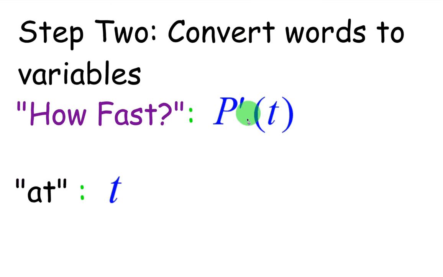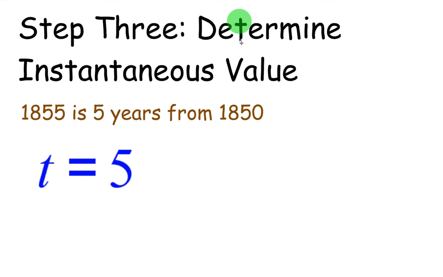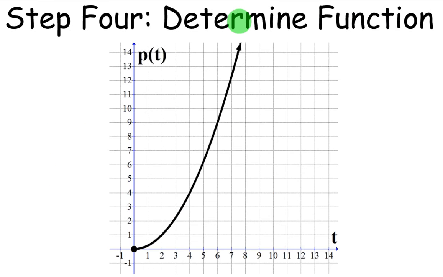Okay, so we will be finding P prime of T at T. So 1855 is 5 years from 1850, so our T will be equal to 5. Here is our function. Remember, a function can be represented more or less 4 ways. We have a formula or an equation. We have a graph, like here. You can also have a table of values, which we'll look at in a minute. And you can also have a verbal representation, just a sentence.